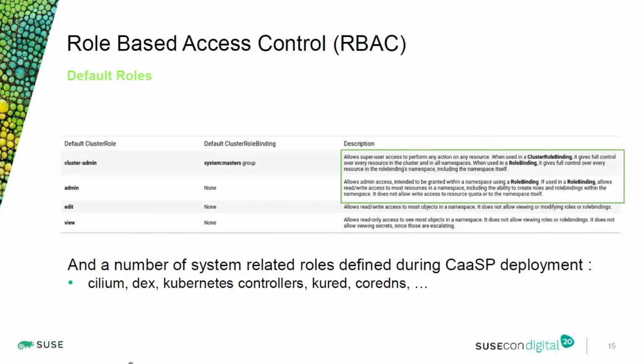In SUSE CaaS, you will have default roles and default role bindings already defined for you. First, the cluster admin, which is used when first connecting to the cluster. We'll also use in the lab the admin cluster role that we will use to define the tenant admin that we want to restrict to a given namespace.